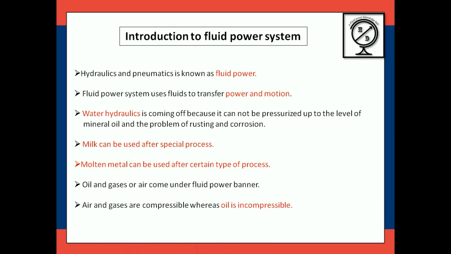Air and gases are compressible whereas oil is incompressible. So in a pneumatic system, air or gases are used, whereas in a hydraulic system, oil is used. That's why it is also called oil hydraulics. So the incompressibility of oil is the biggest advantage, or you can say the unique feature.